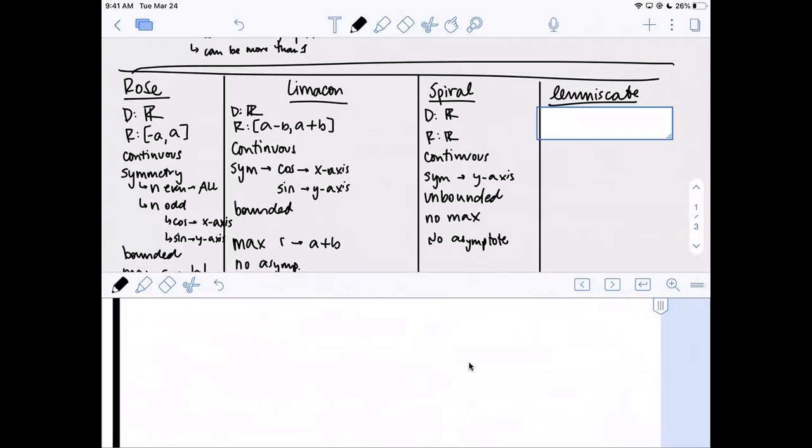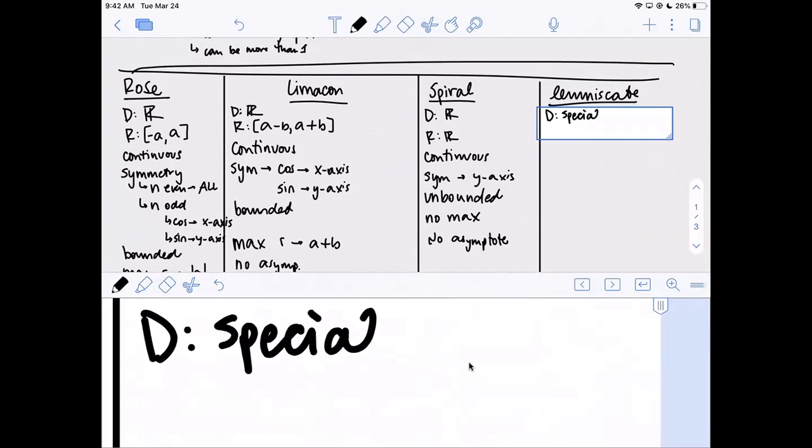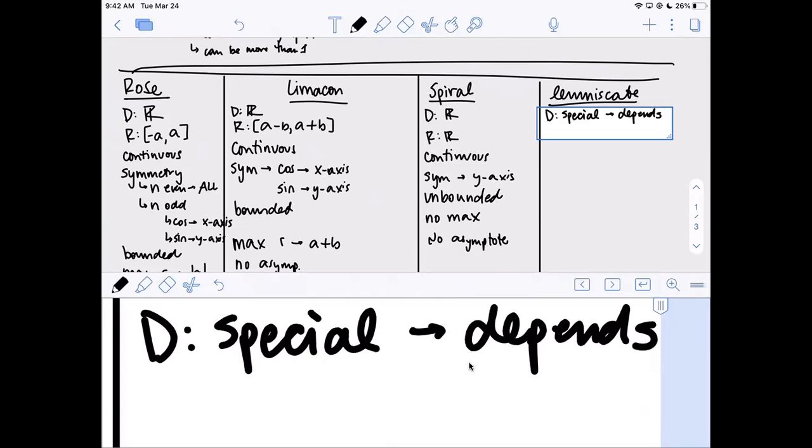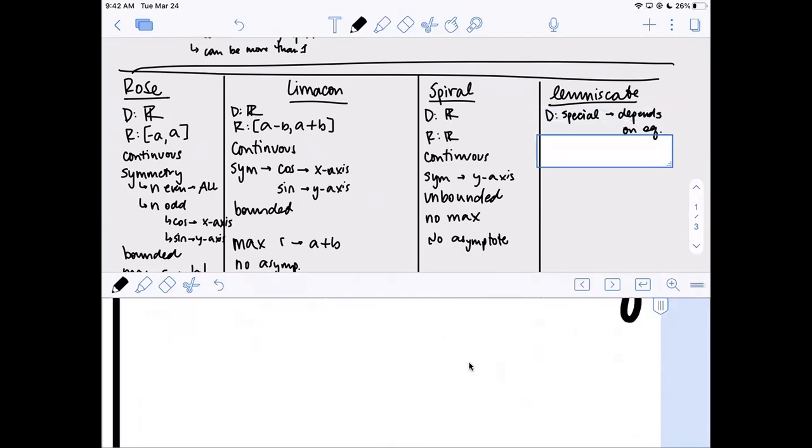So, properties of the lemniscate. This one's not as defined as the other three. This one just has a special domain, and we'll look at that in a second. It's dependent on the equation, and this is not that important to me that I want us to really focus on it. So it just depends on the equation. We're just going to leave it there.